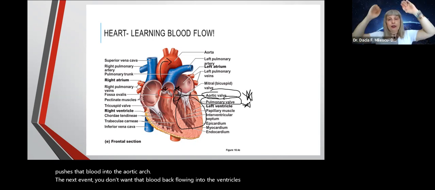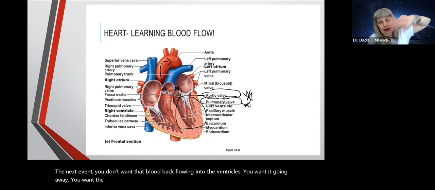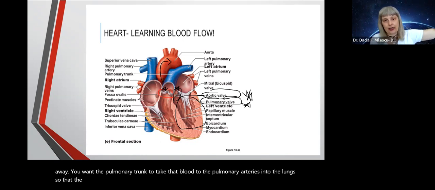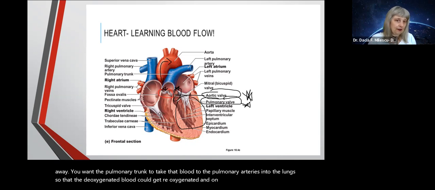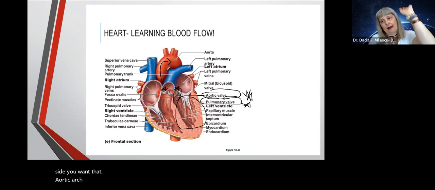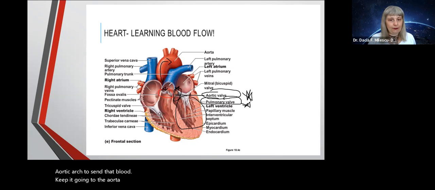Now, the next event, you don't want that blood backflowing into the ventricles. You want it going away. You want the pulmonary trunk to take that blood to the pulmonary arteries and to the lungs so that the deoxygenated blood could get reoxygenated. And on the same token, on the left side, you want that aortic arch to keep sending that blood going to the aorta and not backflow into that left ventricle.